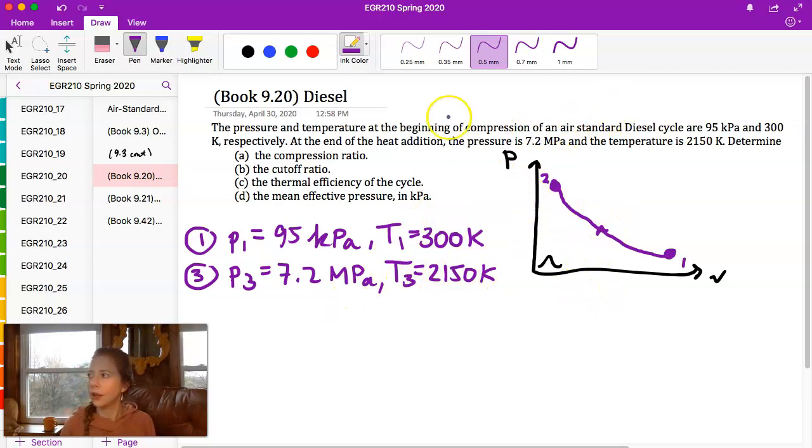So then we want to determine the compression ratio, the cutoff ratio, the thermal efficiency of the cycle, and the mean effective pressure. Now for the diesel cycle, we're going to have a constant pressure process from 2 to 3. All right, so we know that P3 is equal to P2. And then we're going to have an increase in volume from 3 to 4 with expansion.